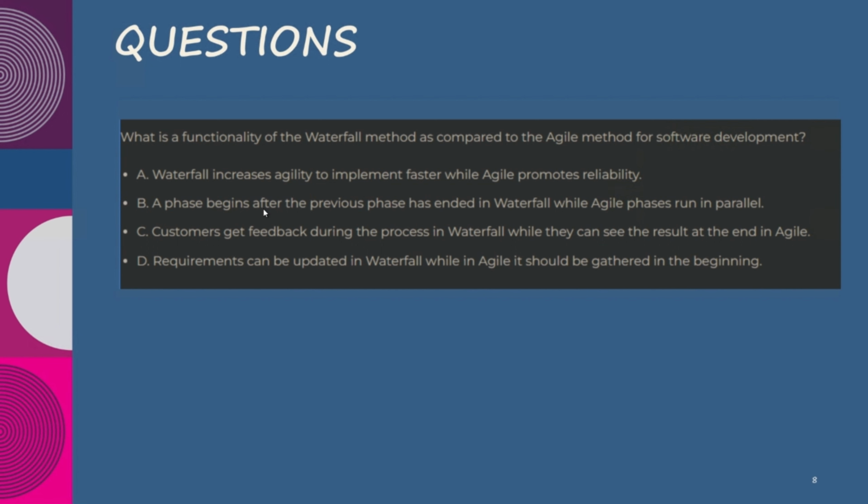The phase begins after the previous phase has ended in waterfall, while agile phases run in parallel. Okay, this tends to customers getting feedback during the process in waterfall, while they can see results at the end in agile. Okay, this statement is false. Actually, it is vice versa. Requirements can be updated in waterfall, while in agile they should be gathered in the beginning. Again, this statement is false. It is vice versa. So the answer is obviously B.